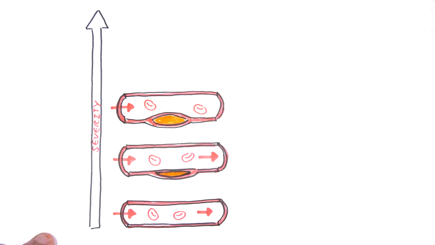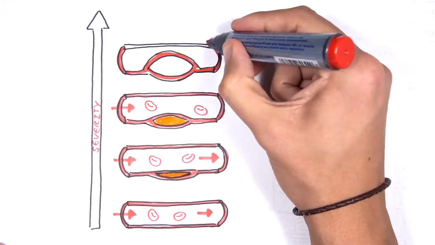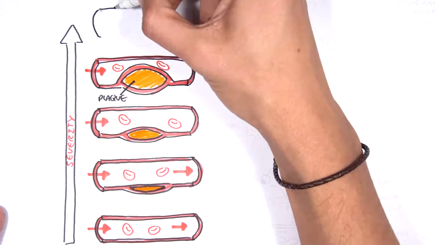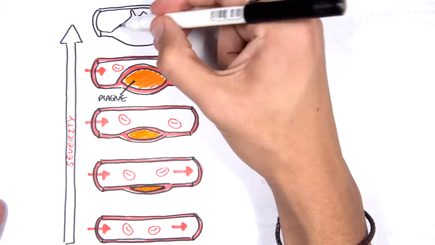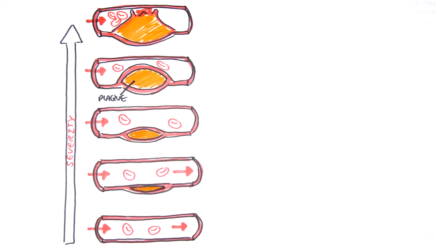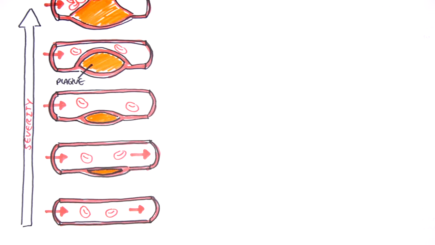If the plaque keeps growing, severity increases and the blood vessel really begins to narrow. The massive plaque at the end can actually then rupture, forming a thrombus, forming a clot, which will stop or impede blood flow. When an atherosclerotic plaque ruptures, it is serious.